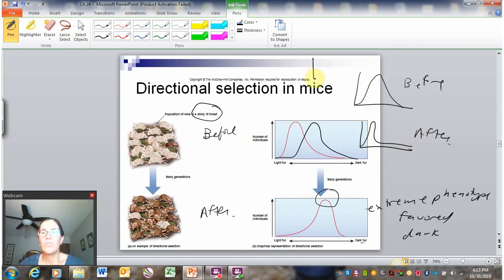Your before could also look like this. You could have an even number of everybody. So if you had 10 light-colored mice, 10 gray-colored mice, and 10 dark-colored mice, then your line would look like that. And then you would see a shift that way. So again, the before isn't what matters. It's the after that matters. And the after should have a peak at one of the extremes, either the dark extreme, the light extreme, or whatever the trait happens to be, okay? Because directional selection selects for one of the extreme phenotypes.